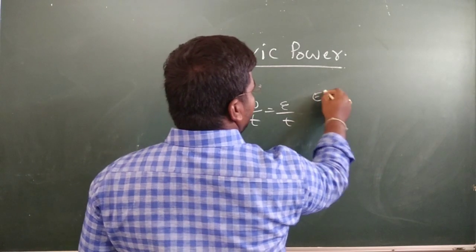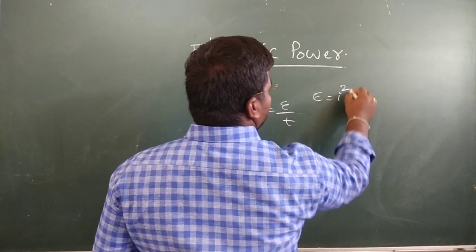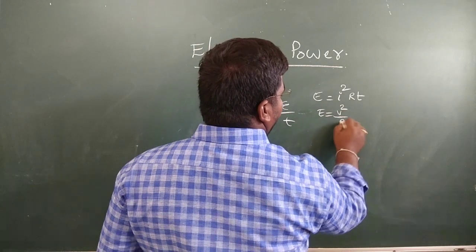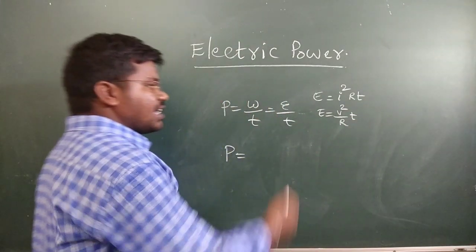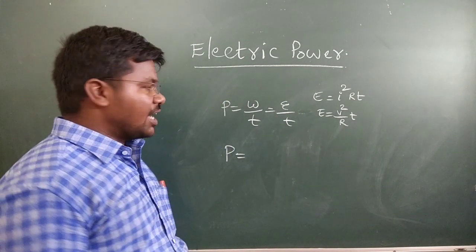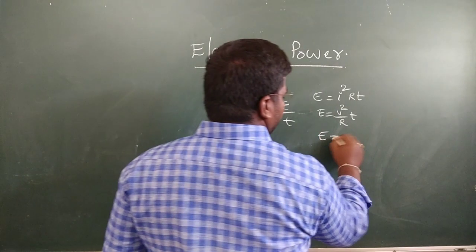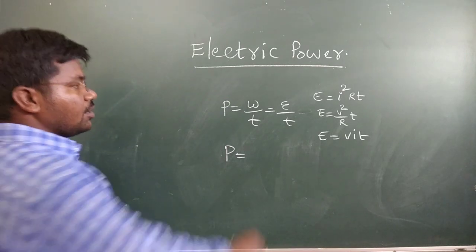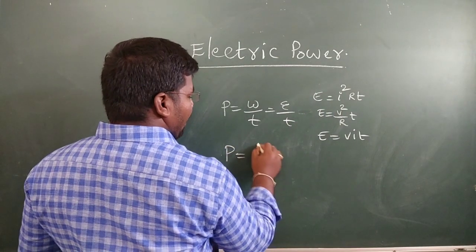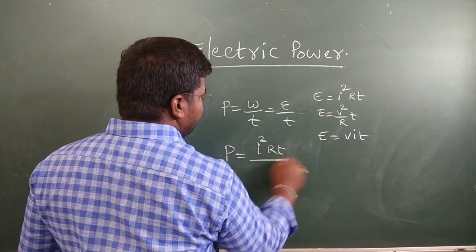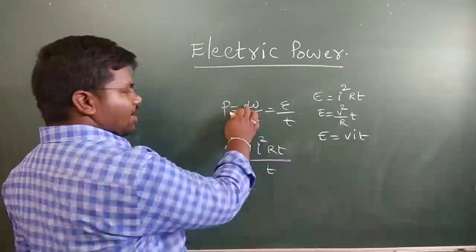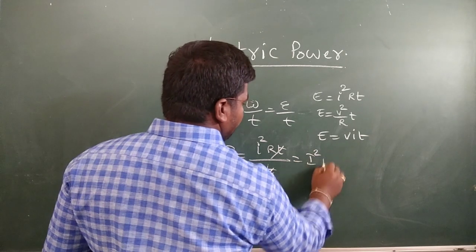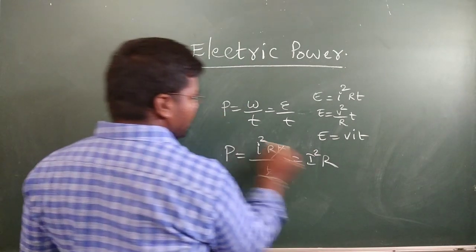Coming to the expression of electrical power, P is equal to the energy divided by time. What is the electrical energy formula? I square RT, V square by R into T, and another one, VIT. Coming to the first formula, I square RT divided by T. Power means work done by time. T gets cancelled, I square R. So this is one expression.